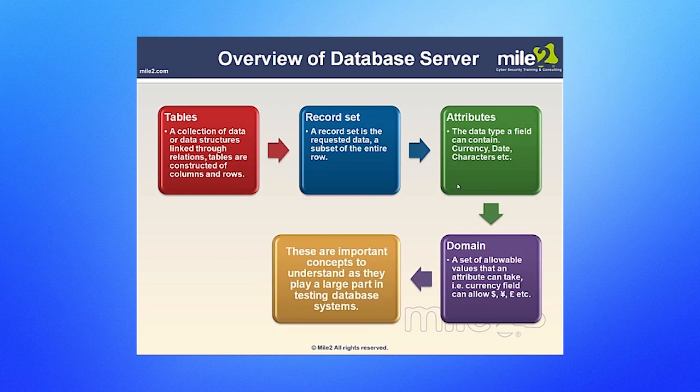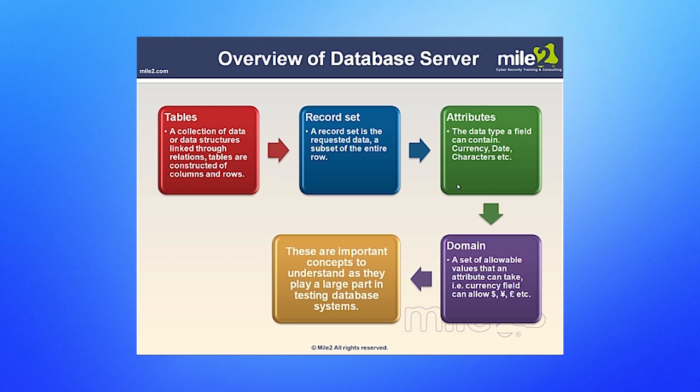When you look at database terms, a really popular one is tables. It's a collection of data or data structure linked through relations. Tables are constructed of rows and columns. It reminds me of a spreadsheet, sort of, because you have columns and rows, and when you look at a table, it looks like that. A record set is requested data, a subset of the entire row. You may have attributes. That term is used quite often. It could be a data type. It could be a currency, a date, characters. What type of data do we have here? That would help with the attributes.